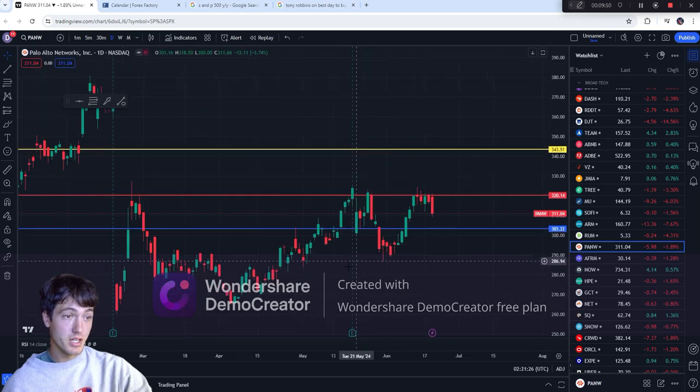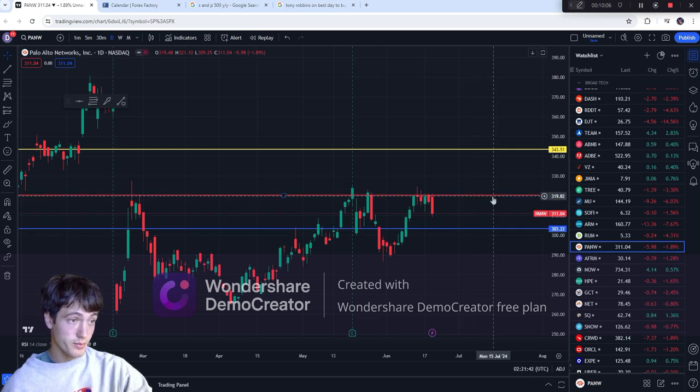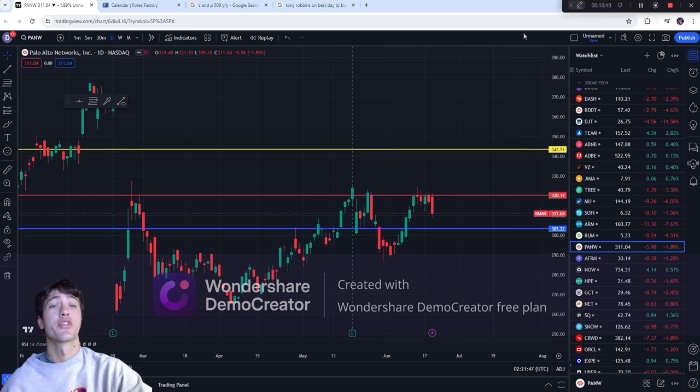Let's go to PANW. PANW has been setting up pretty nice recently. Looks like we've stalled out at that resistance, so we had a nice down move. So look for that support around 303, and if this support holds, we could definitely see some upside again, back to this resistance. And if we break that resistance, then I could see PANW going to around 340. So that's what I see on PANW.